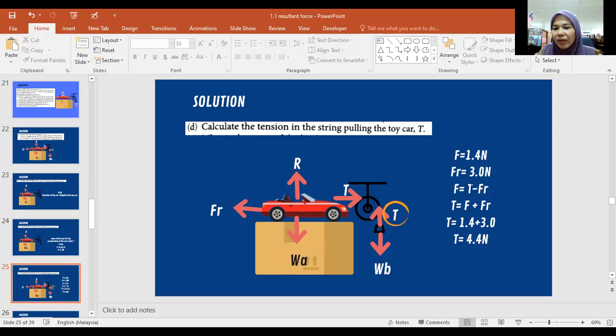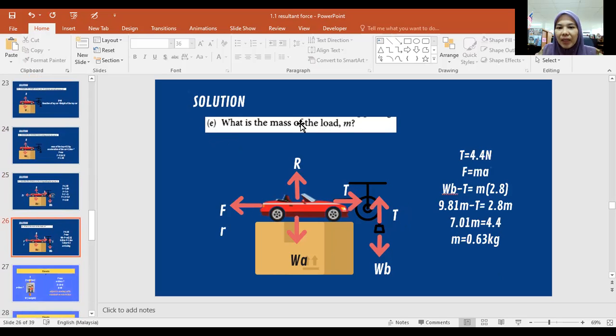So we want to find the tension. Tension is equal to resultant force plus your friction. So tension is equal to 1.4 plus 3.0, so tension is equal to 4.4. That is the tension in the string pulling the toy car. This is how you find the value of the tension.